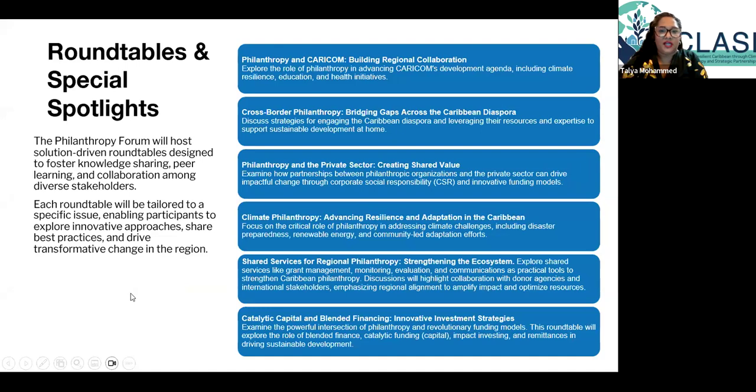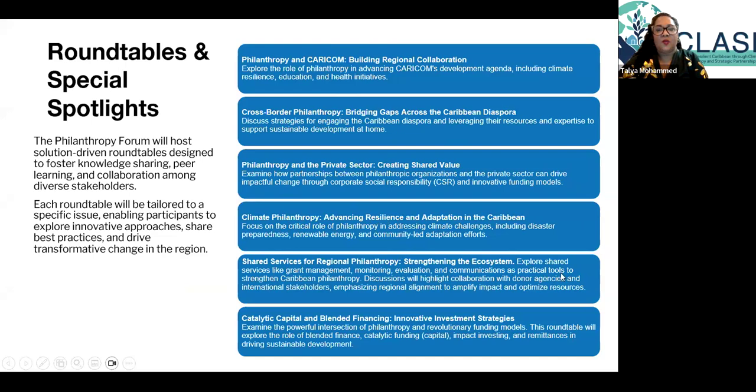This is a special spotlight: philanthropy and CARICOM, building regional collaboration; cross-border philanthropy, bridging gaps across the Caribbean diaspora; philanthropy and the private sector, creating shared value; climate philanthropy, advancing resilience and adaptation in the Caribbean. This is where we will focus on CLASP. Shared services for regional philanthropy, strengthening the ecosystem.